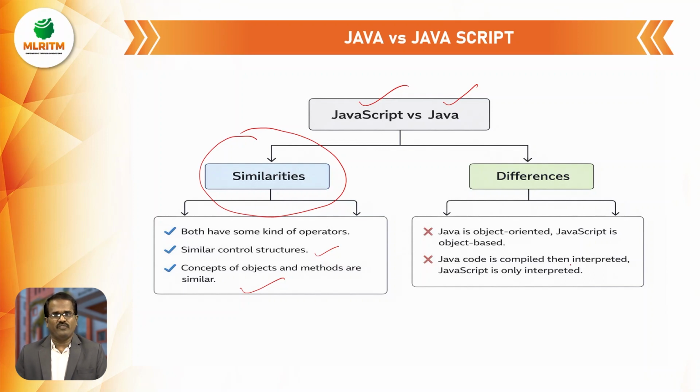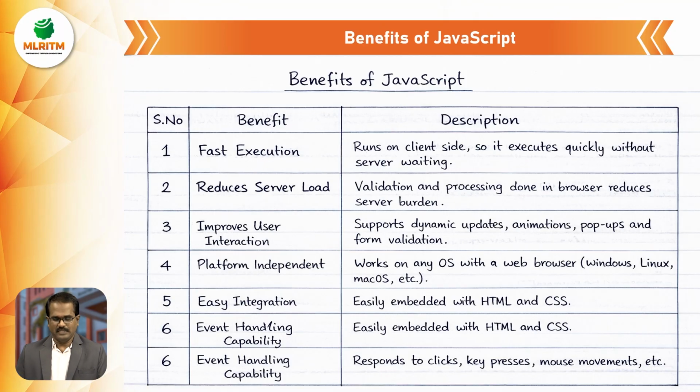Next, Java code is first compiled and then interpreted, but JavaScript is directly interpreted. That is the only difference between the JavaScript and Java programming languages. Next, coming to the point of what are the benefits, the advantages of JavaScript.